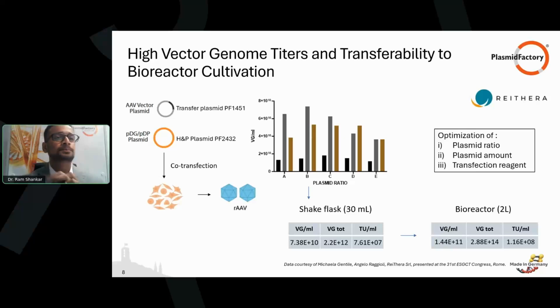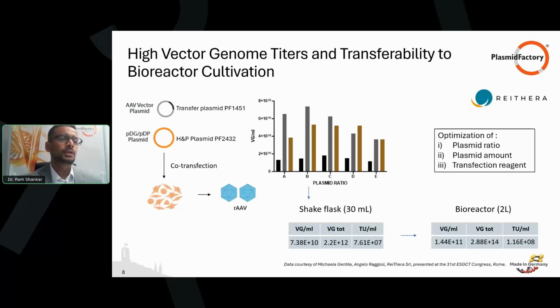You can look at the two-plasmid system as a solution that can be readily applied if you are already in a three-plasmid system. So this was done by our collaborator Rythera, where they tested a transfer plasmid 1451 here, coding for a GFP reporter gene. This is for a single-strand AAV, and helper and packaging plasmid 2432. This is for serotype 2, AAV2. So transient transfection, your recombinant AAV particles, they tested different ratios of these two constructs and found one ratio to be particularly effective. They tested the different total amounts of DNA and the best transfection reagent.